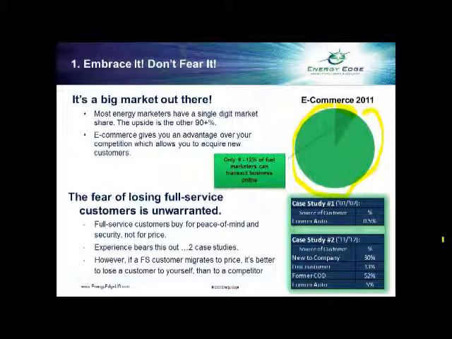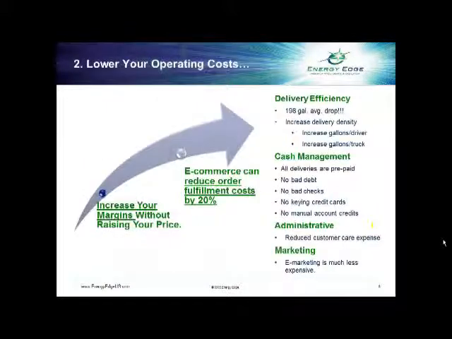The next thing is lower your operating costs while also increasing your margins. Doing business with your customers online is less expensive than the way you're doing business with your customers offline. Matter of fact, the cost of handling an e-commerce order, or the fulfillment costs for fulfilling that order, are about 20% less than in the offline world. Where those savings come from are a number of different places, and I'm going to go through some of this pretty quickly. Big areas in delivery efficiency.